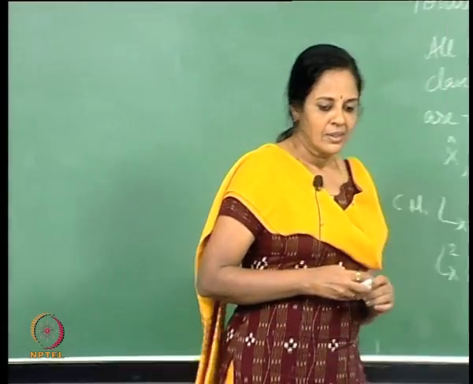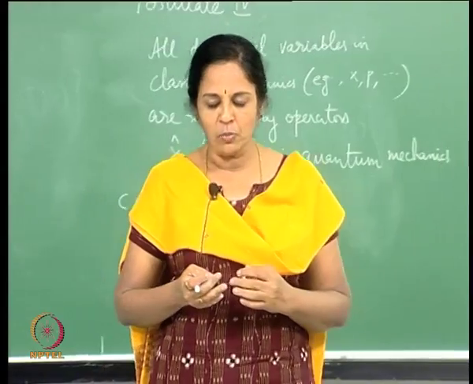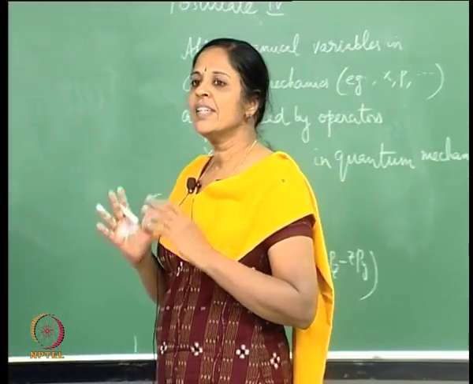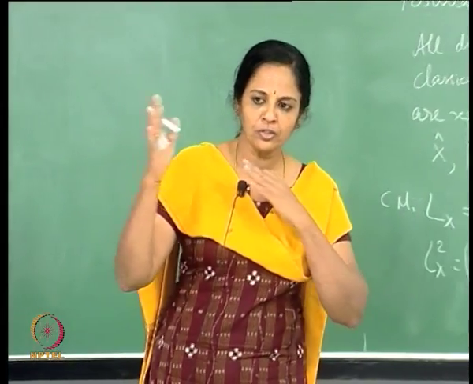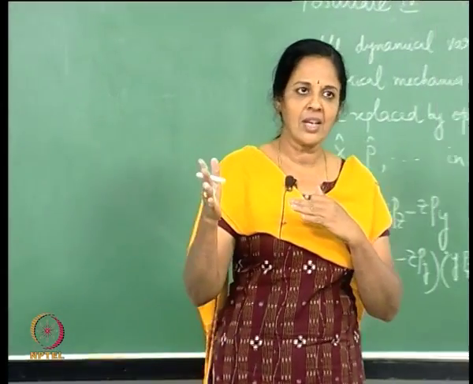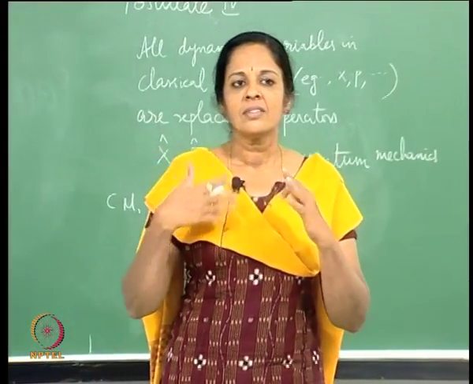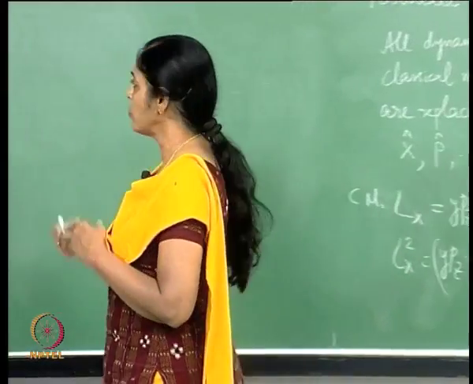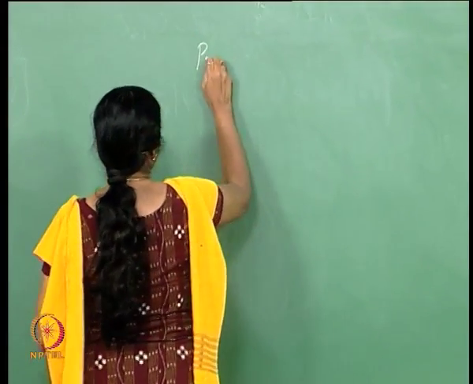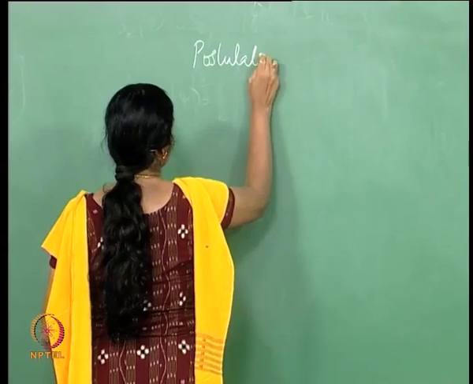Finally, there is a postulate which I will call postulate 5, which really tells us something very important. It tells us how to go from the Poisson bracket in classical mechanics to the commutator bracket in quantum mechanics, and that is how you go from one to the other. So, there is postulate 5.